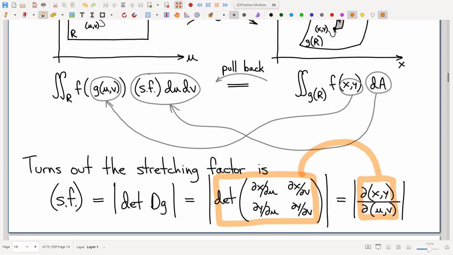Why on earth would we do that? It's clearly not a fraction. Clearly, right? That's a determinant. Determinants aren't fractions. Why would I write it like a fraction if it's not a fraction? It turns out it behaves very much like a fraction.